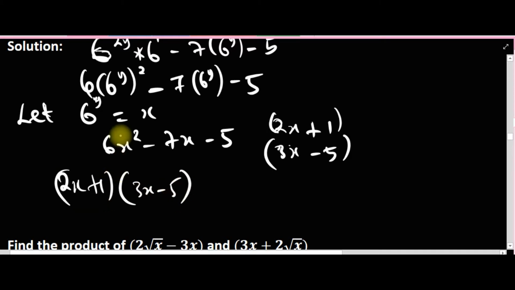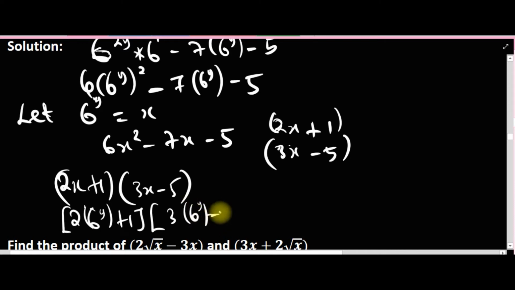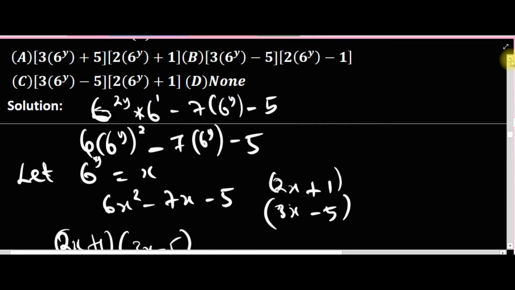But remember, we said let x be that, so we have 2 times 6 raised to 4y plus 1, 3 times 6 raised to 4y minus 5. So the answer is C. The answer is C.